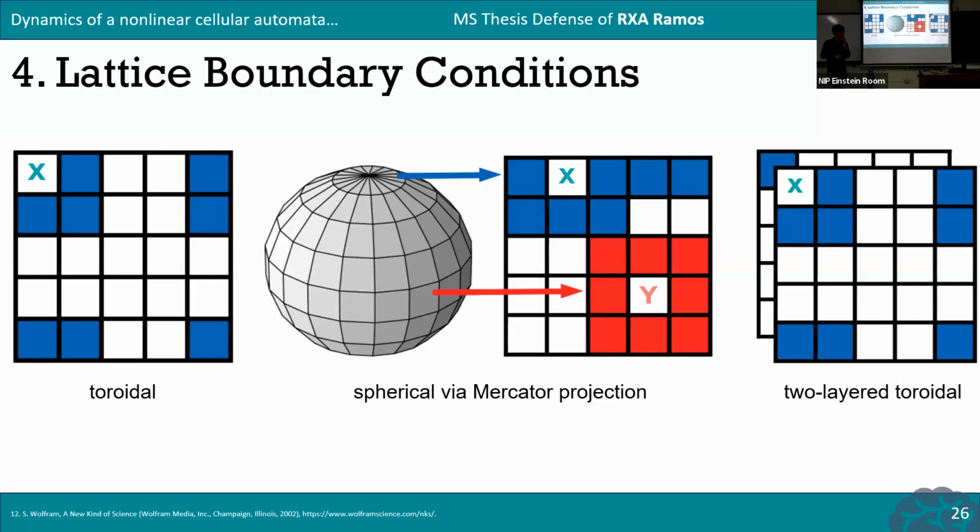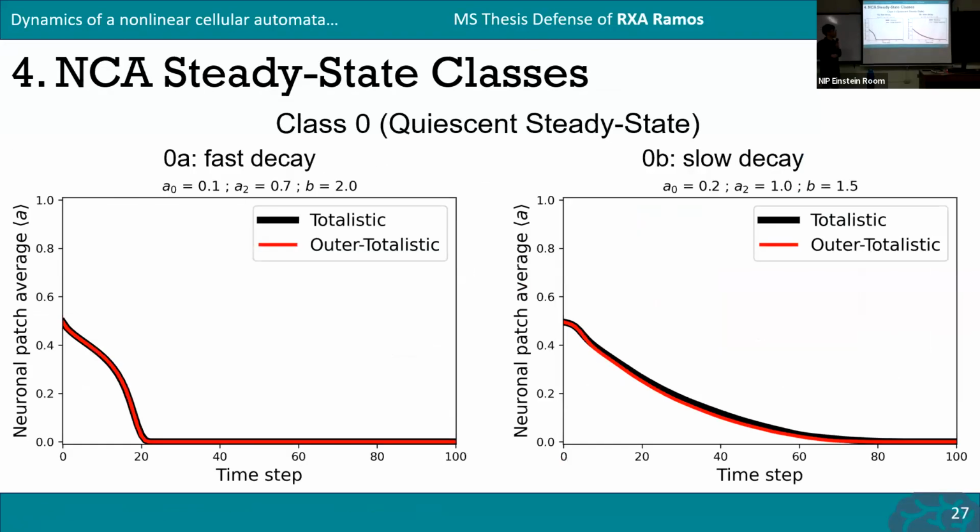And we classified the resulting steady state behavior as follows. Shown here is the neuronal patch average over time for the whole lattice. Shown here is the average steady state for class 0, or the quiescent steady state, meaning as time goes to infinity, the average activity becomes 0. We have 2 types, a fast decaying to that 0 steady state and a slow decaying to that 0 steady state. For each of the plots, we compare the steady state activity behavior using totalistic and outer totalistic, and we see that this setting does not affect the classification.